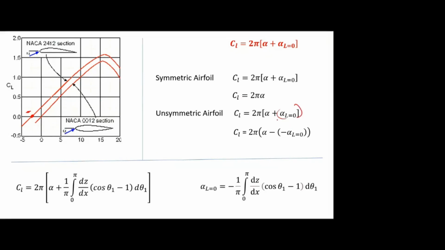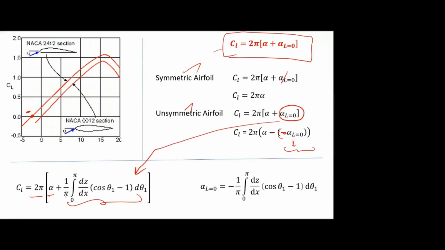So here you can substitute. That is, you can rearrange like this. Alpha plus alpha L is equal to 0. You can write it as alpha minus alpha, because for always unsymmetrical, lift is 0 at some negative angle. So this equation is general equation, which is applicable for symmetrical and unsymmetrical. Okay, symmetrical means this is 0, unsymmetrical it will be negative. So here they are telling it is 2 pi alpha, and this term is equal to this alpha L is equal to 0. Okay, 2 pi alpha plus this is equal to the alpha L is equal to 0.